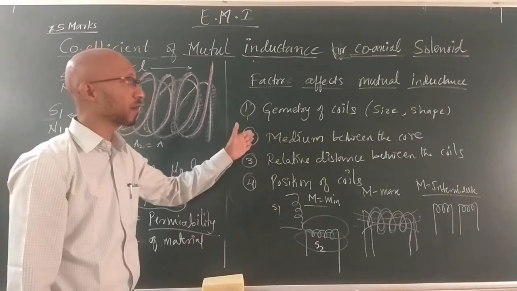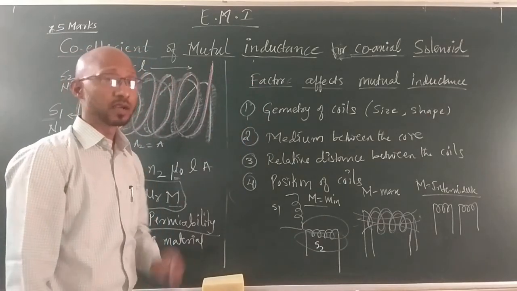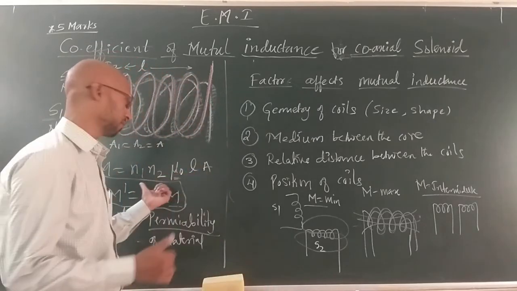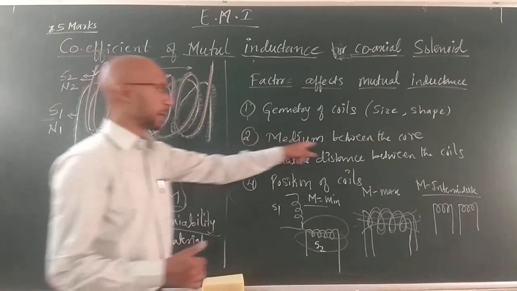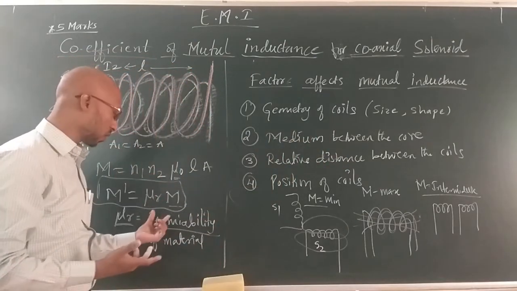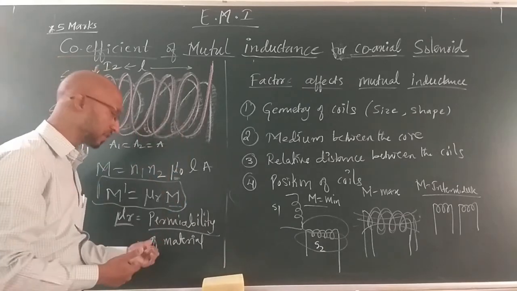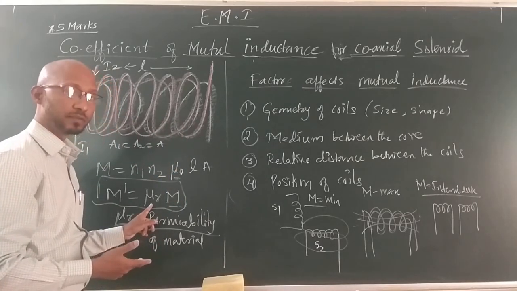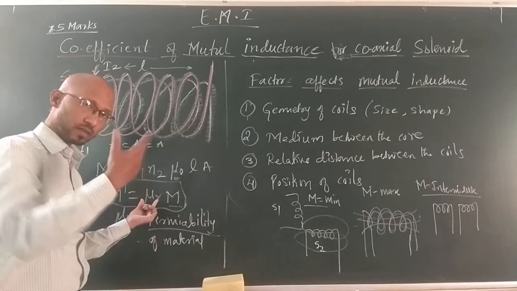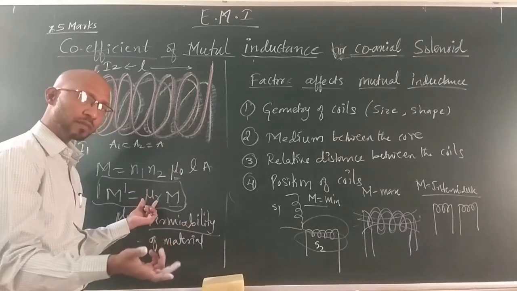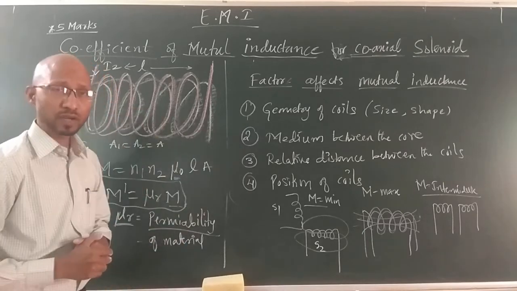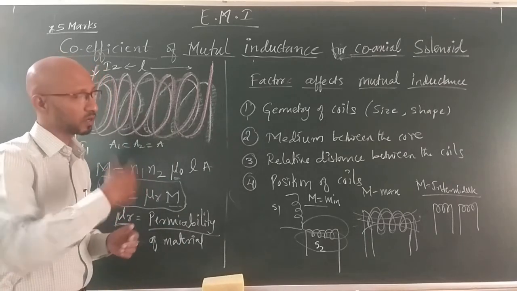Now these are the four factors that affect the mutual inductance. What are they? The geometry of the coils, which I told you: length, area, number of turns. Then the medium between the coils, mu naught. Whatever the medium is, if it is an air core, you get this equation. If it is some other material having relative permeability mu r, then it will be multiplied with that. That's why you get a higher value of mutual inductance when soft iron cores or other materials are inserted into the coils.